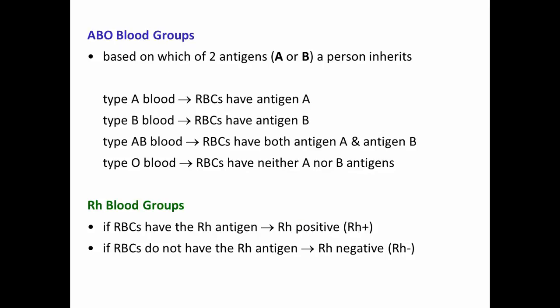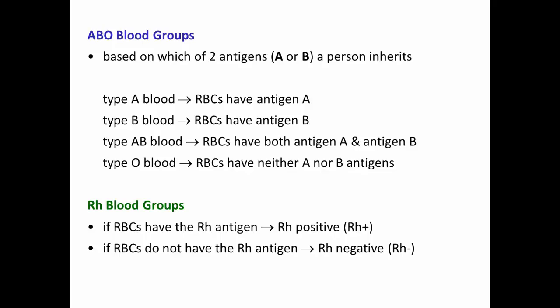Your ABO blood group is based on which of 2 antigens, A or B, you have inherited from your parents. So if you have type A blood, it means that your red blood cells have antigen A on them. If your red blood cells have antigen B on them, then we say you have blood type B. If your red blood cells have both antigen A and antigen B on the outside of them, we would say you have type AB blood. And if you don't have either A or B, we say you have type O blood.